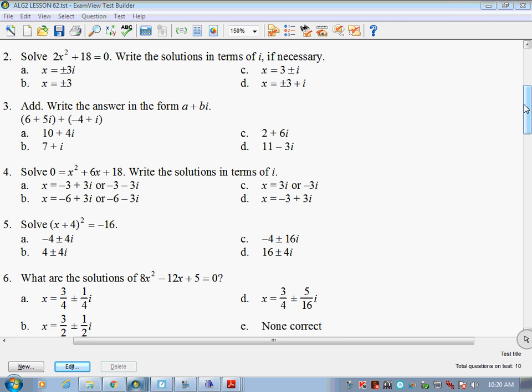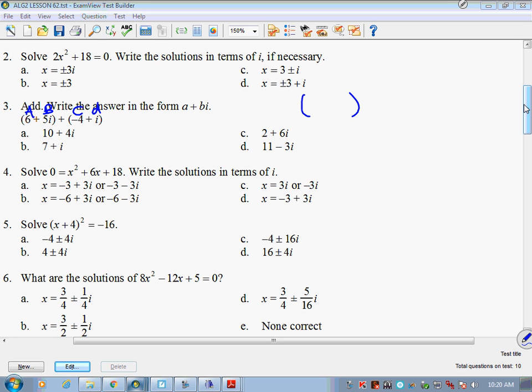All right. Number 3. We want to write the answer in the form a plus bi. So this is going to go back to that slide where we talked about adding and subtracting complex numbers. So we want to rewrite this, where this is a, b, c, and d. What's the first thing I'm adding together in that first set of parentheses?